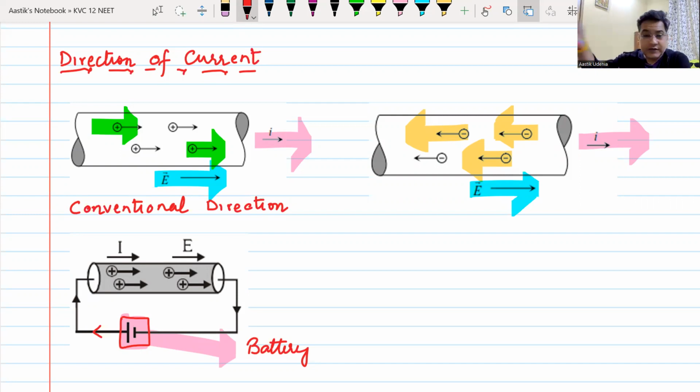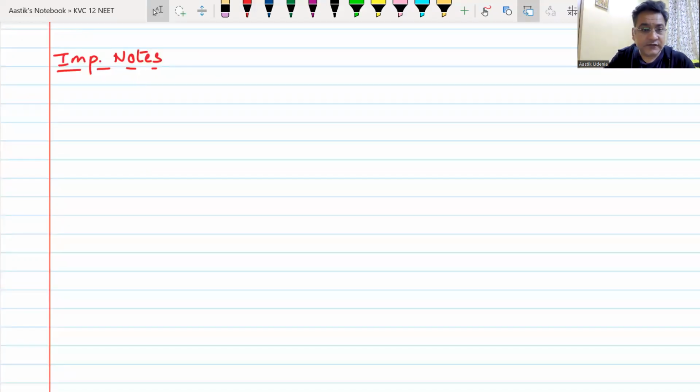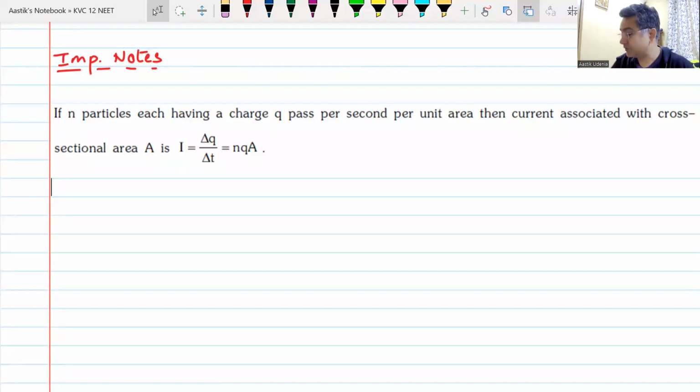Now, remember, how do you find out what is the current? Now we might encounter these questions, so we will write them as important notes. So you can write these questions as important notes. First note. And what is the first note that we are going to write? All these are questions that are going to come in your exam. This is the first note.